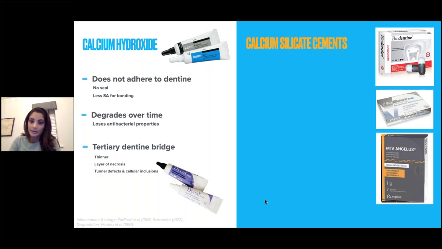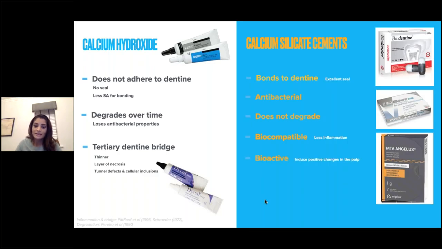The newer products that were launched were calcium silicate cements, so something like Biodentine or MTA. And the benefits of this are they bond to dentine so that the seal you get by your indirect or direct pulp cap is excellent. It's very antibacterial, so again, very alkaline when it's placed. It doesn't degrade over time. It's also very biocompatible, which means we get much less inflammation when it's placed down. It goes one step further and it's really bioactive, which means that it induces some positive changes in the pulp as well.